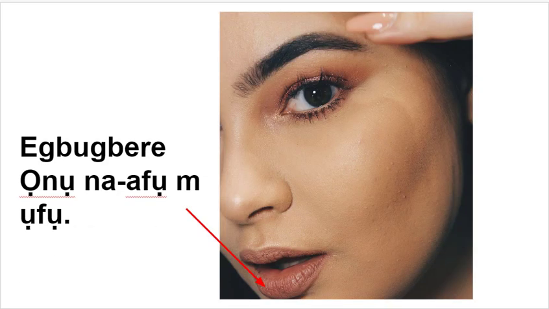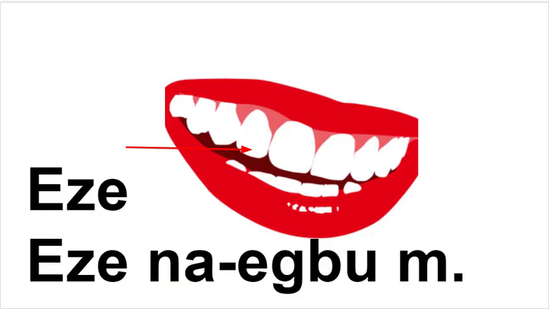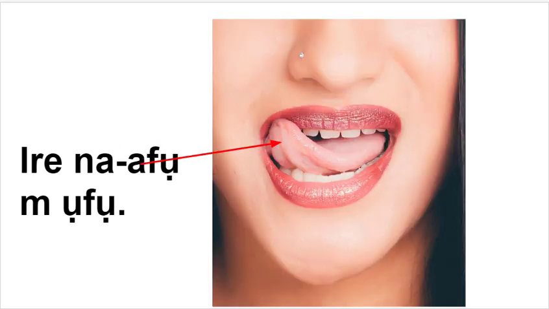Egbugbere ọnụ na-afụ m ụfụ, when you are hurting on the lips. Eze na-egbu m, you know, when you have toothache. Eze na-egbu m. Ire na-afụ m ụfụ, the tongue is hurting.